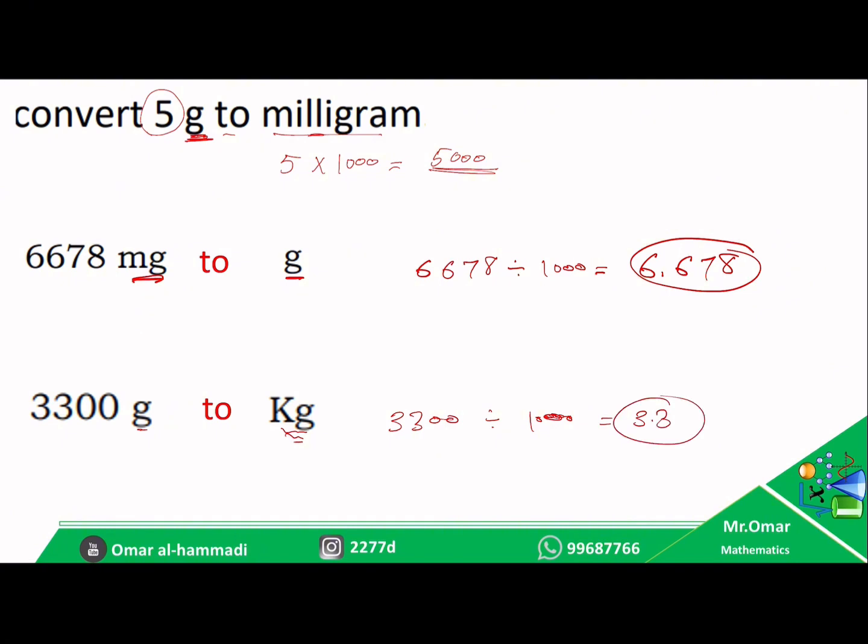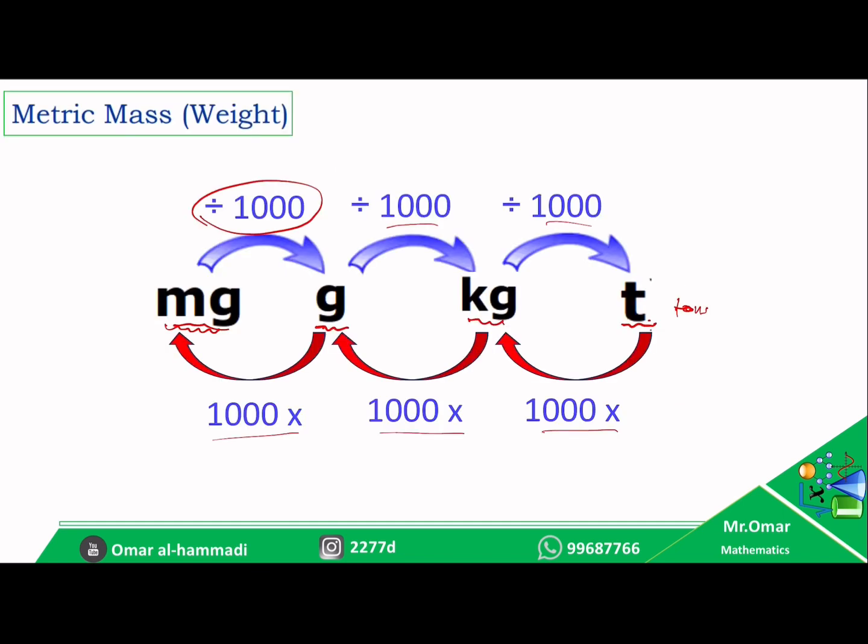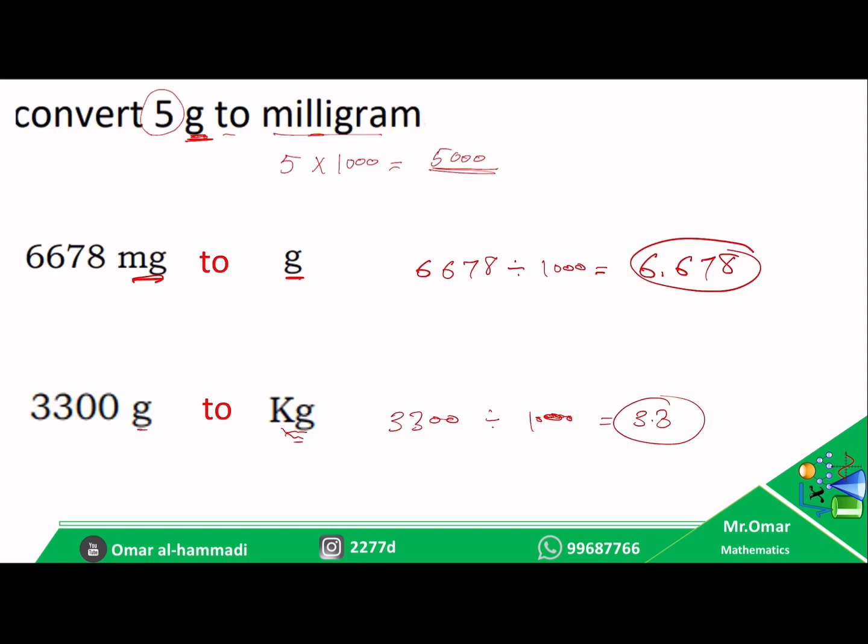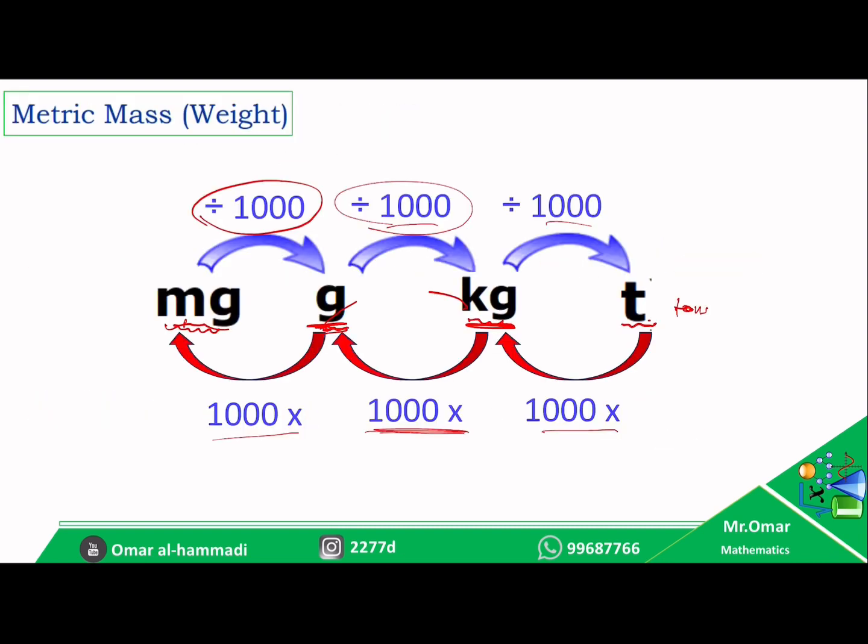Don't forget this one, please. From kilogram to gram, we will multiply. From gram to kilogram, we will divide by thousands. And from milligram to gram, we will divide by thousands.